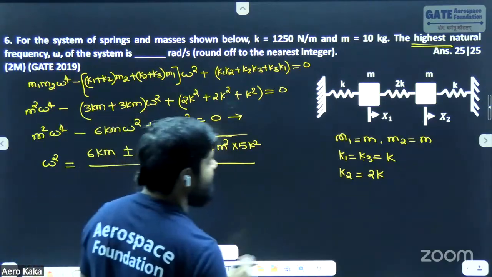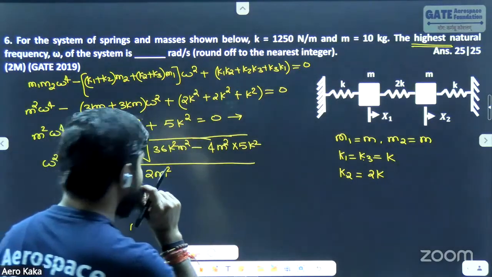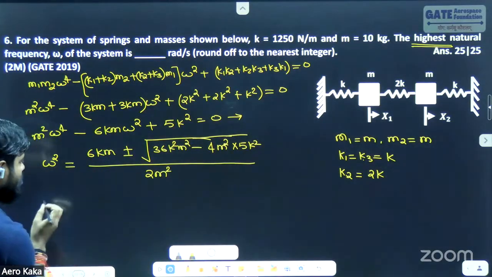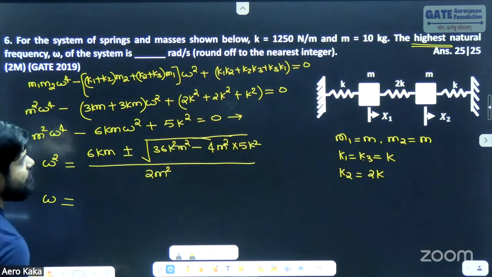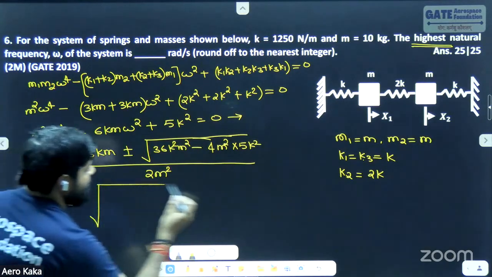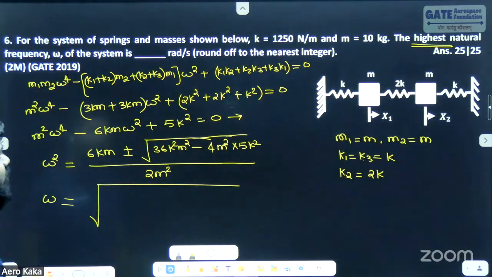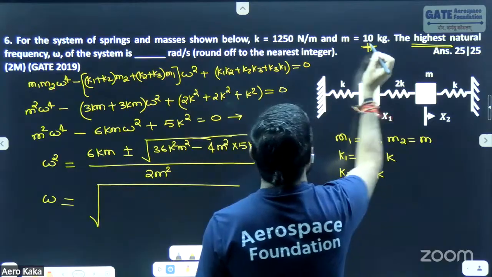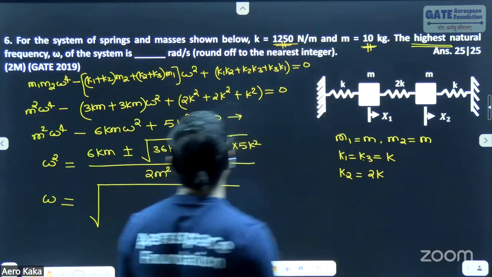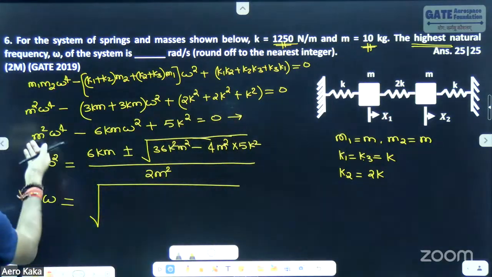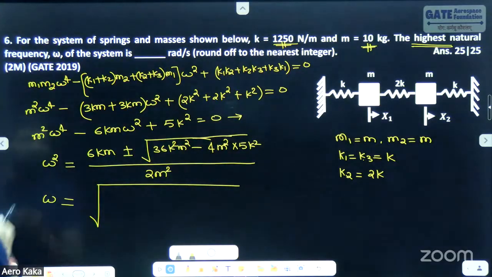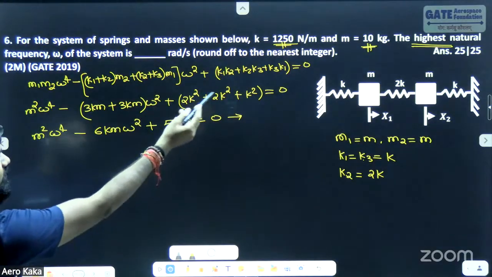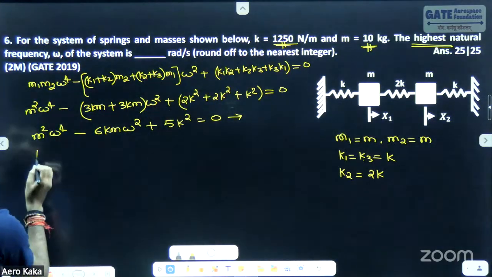A is nothing but M square only. M1 is equal to M2 is equal to M now. Yes. So omega is going to be how much? I think the value of M is also given now. Yes, M is given as 10 kg. And the K value is 1250. We could substitute directly here only. Okay, no need to. So M square, M is 10, so it is going to be 100.